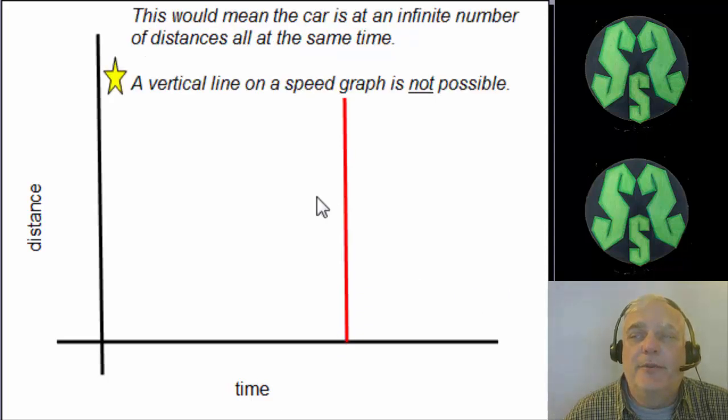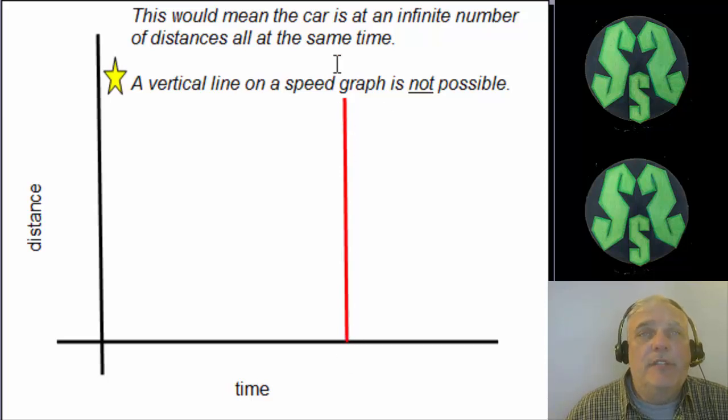3, 2, 1. Well, first of all, this would mean that the car is at an infinite number of distances at the same time. So here's the time. The time does not change. So that would mean that the car is here at this distance, which could be like time at distance 0. Distance here, maybe let's say 1 meter away from the starting point, is there. 2 meters, 3 meters, 4 meters, 5, 6, 7, 8. So 8 meters away and hasn't moved yet at the same time. So this is not something that's possible. A vertical line is not possible. You cannot be in infinite positions at the same moment of time.